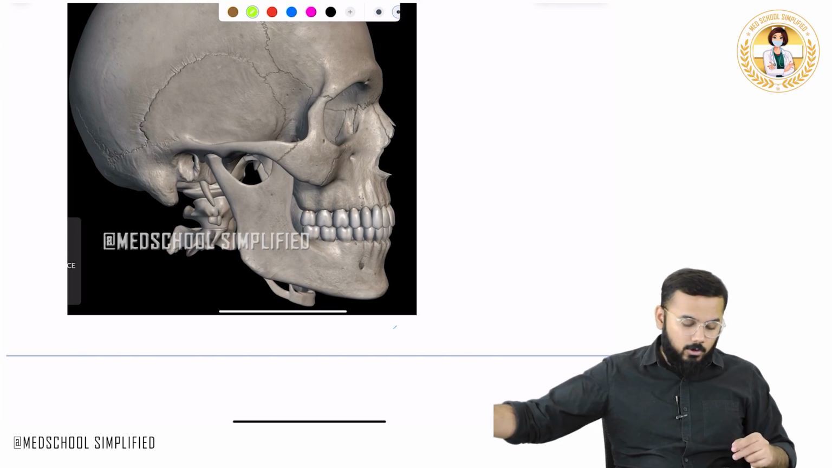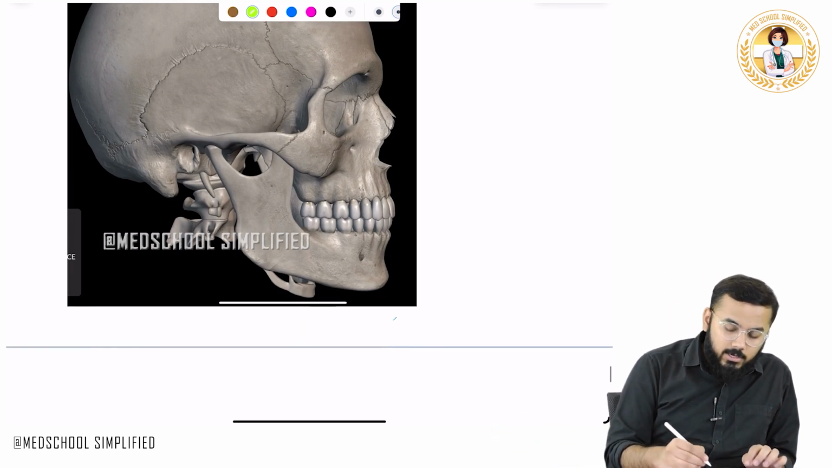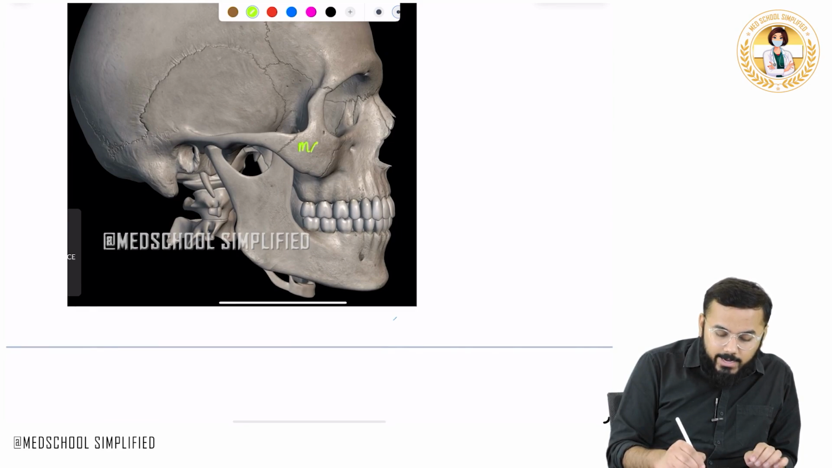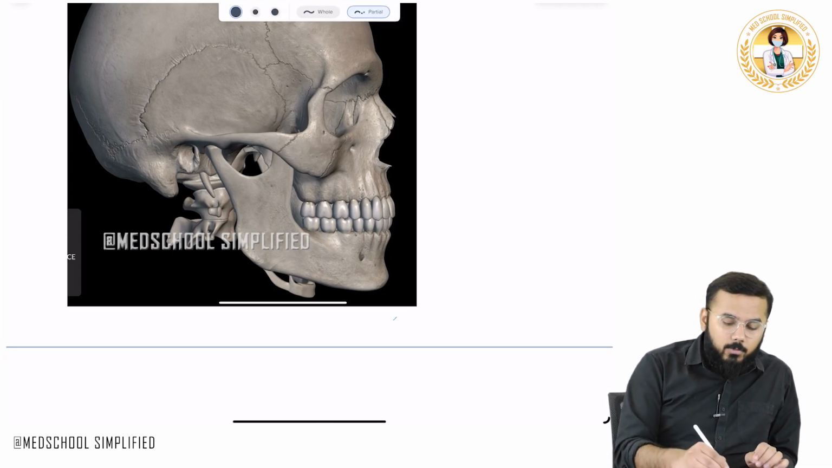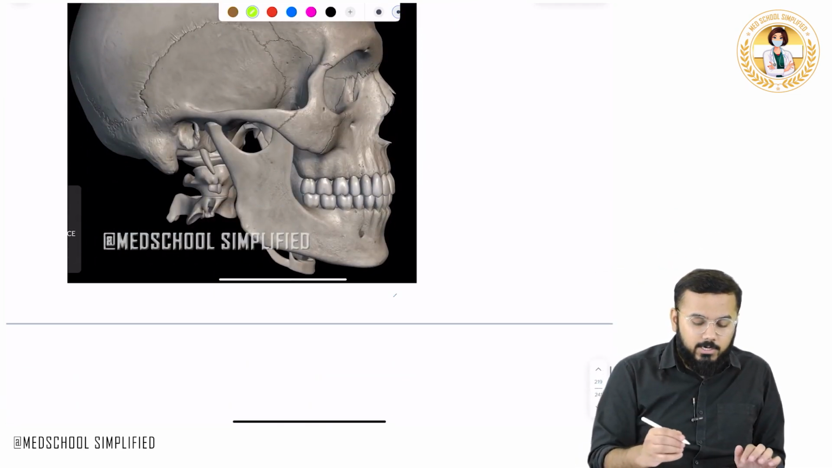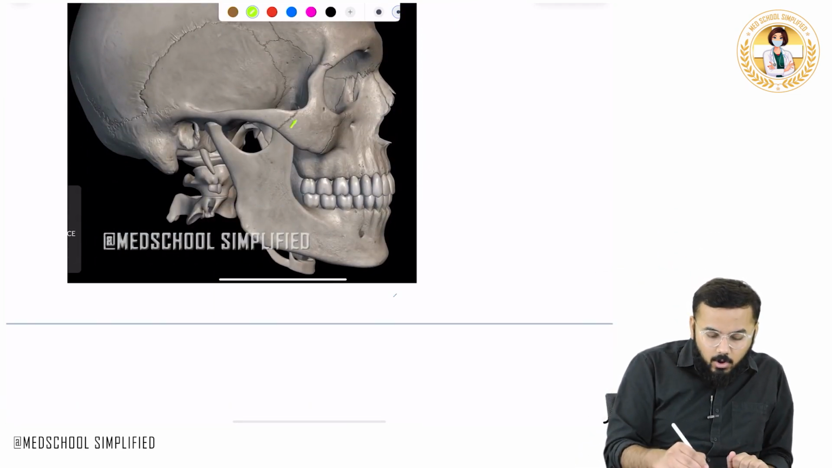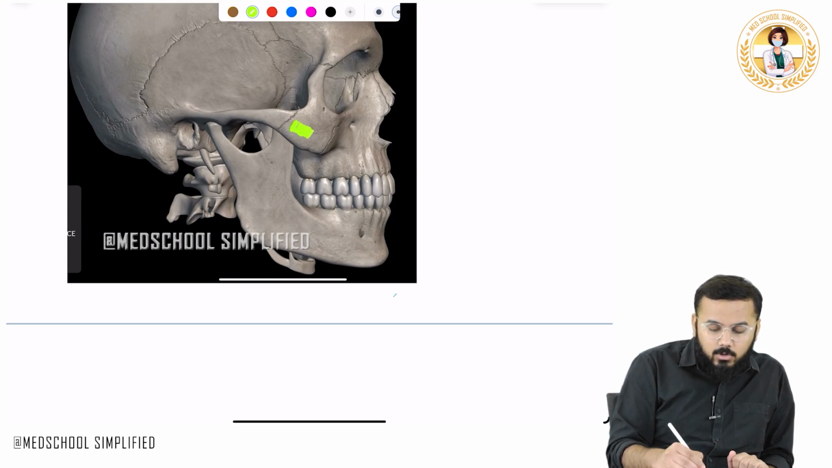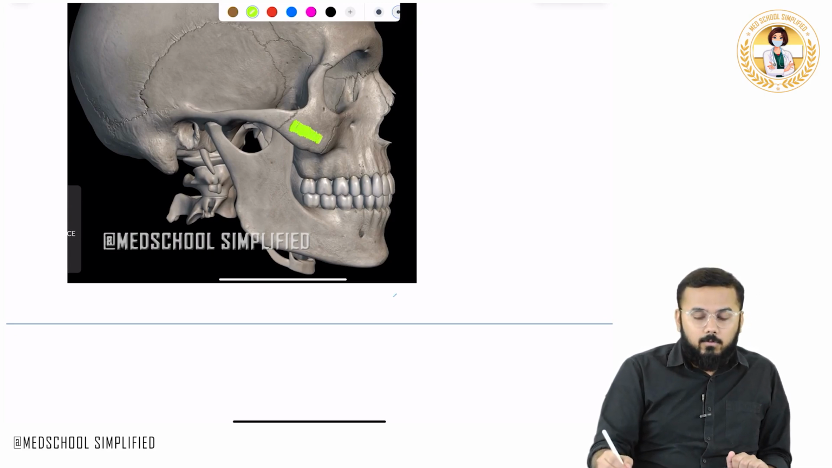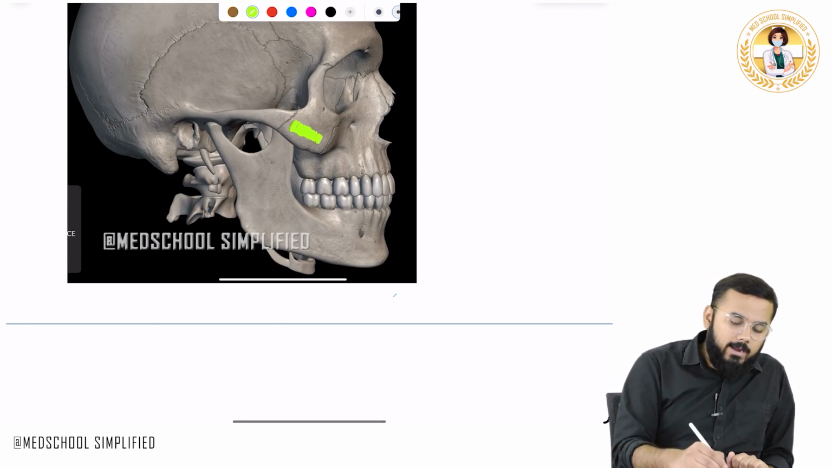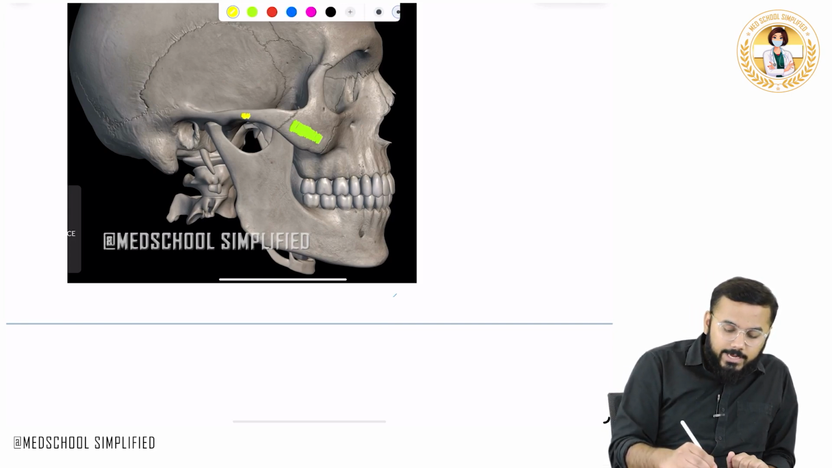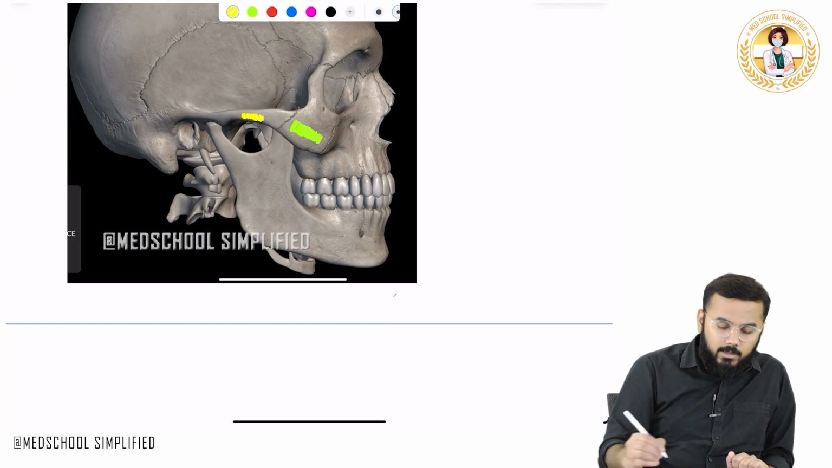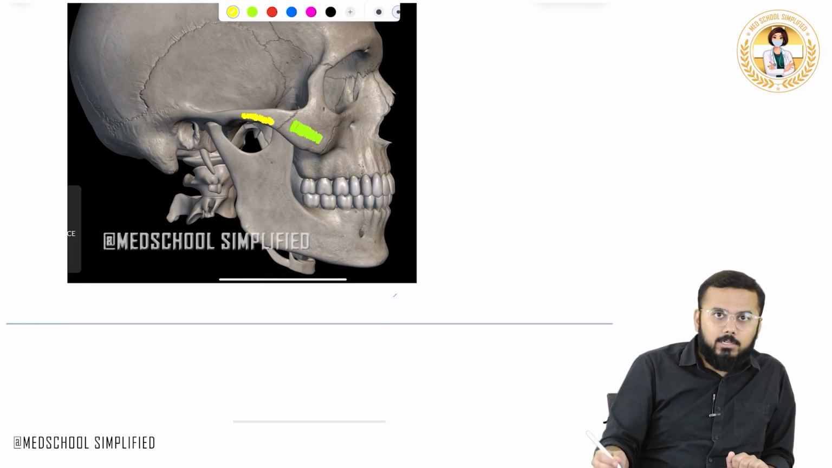If you look at the picture, this part over here is the maxillary process and this part over here is the zygomatic arch. Now the superficial muscle originates from the maxillary process of the zygomatic bone. And the second muscle, the deep one, originates from the zygomatic arch itself.